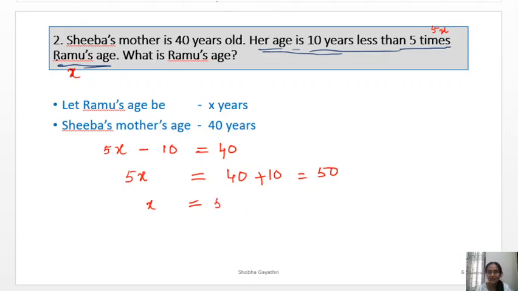You have to transpose 5 to the other side. It is multiplication here, it will become division. So x equals 10. So the final answer you have to write: Ramu's age is 10 years. Don't forget to write the unit as years. Don't write only simply the number 10. It is 10 years.